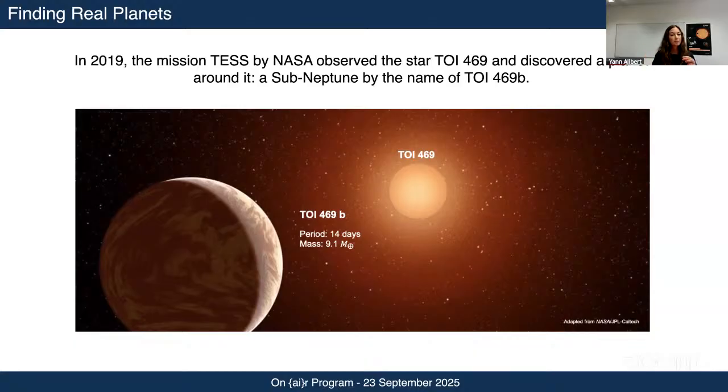They discovered something which is a little bit smaller than Neptune. So they called it a sub-Neptune, and it has the name of the star plus a b corresponding to the first planet being discovered. So this planet was actually very close to the star. It has a period, so it goes around the star in 14 days. And it's a little bit more massive than our Earth, so 9 times more massive than our Earth.